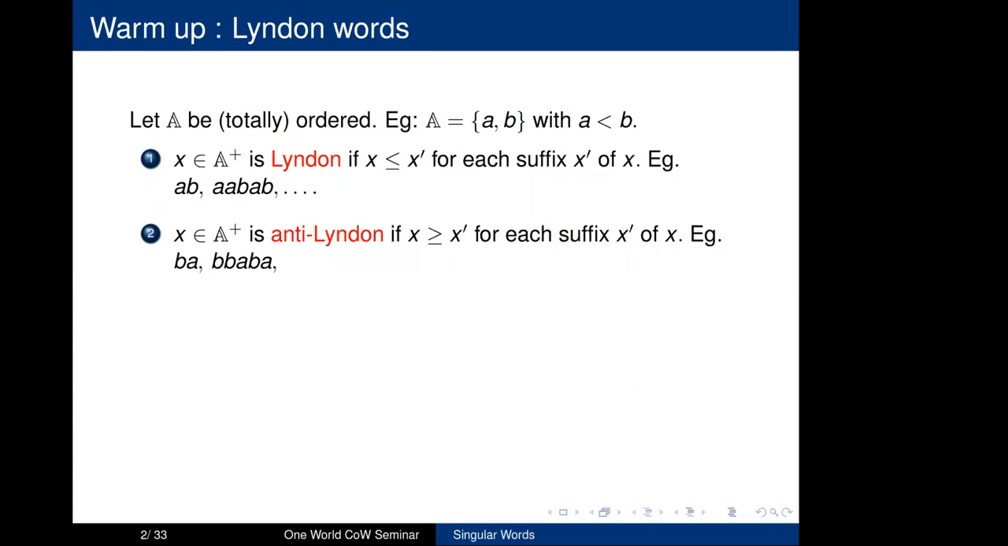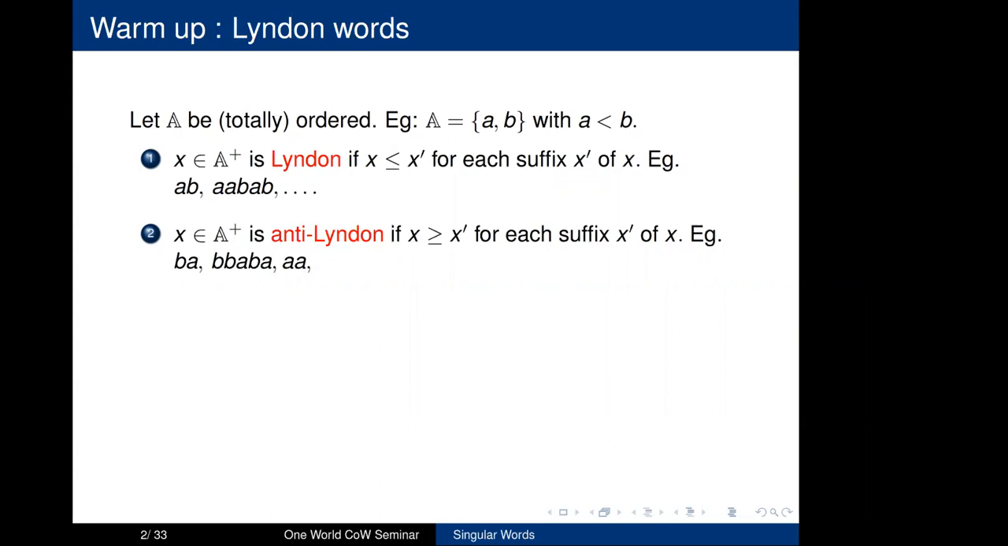In fact, at first glance, one might think that there's nothing interesting going on, in the sense that if you just change the order of your alphabet, then if you're Lyndon with respect to one order, you'll be anti-Lyndon with respect to the other order. But there's a little bit more going on. For example, we know that Lyndon words are always primitive, which is not the case for anti-Lyndon. For example, AA is anti-Lyndon.